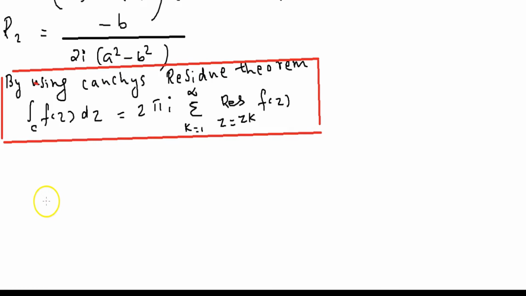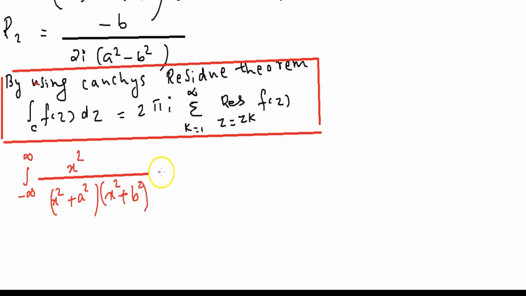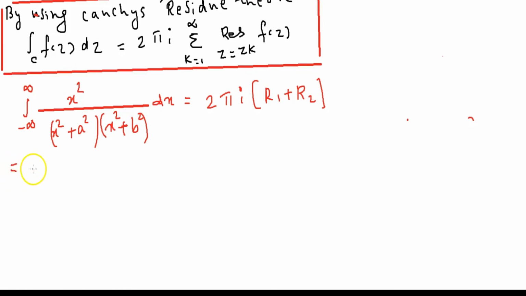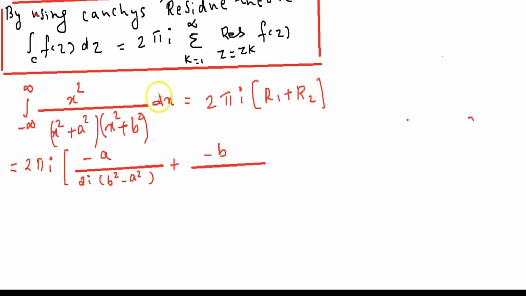Using Cauchy's residue theorem, 2 pi i into sum of residues, the integral from minus infinity to infinity of x square by x square plus a square into x square plus b square dx is equal to 2 pi i into sum of residues R1 plus R2. 2 pi i into the residue at z is equal to ai, which is minus a by 2i into b square minus a square, and the residue at z is equal to bi is minus b by 2i into a square minus b square.